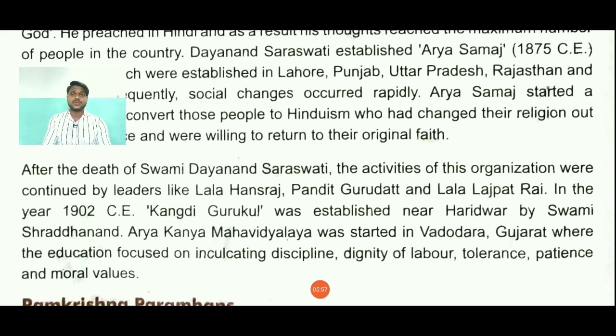Now after his death, you can see on the screen, the activities of the organization were continued by leaders like Lala Hansraj, Pandit Gurudat, Lala Lajpat Rai, etcetera, in the year 1902 CE. Then the Kangri Gurukul was also established near Haridwar by Swami Shraddhanand. Can you imagine? An Arya Kanya Mahavidyalaya was also established in Vadodara, Gujarat.